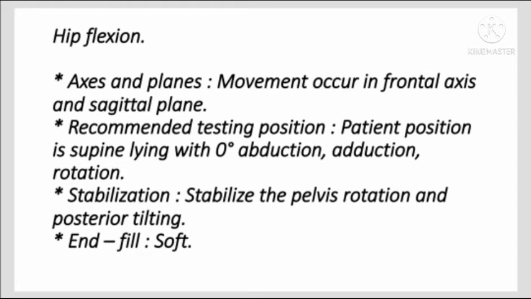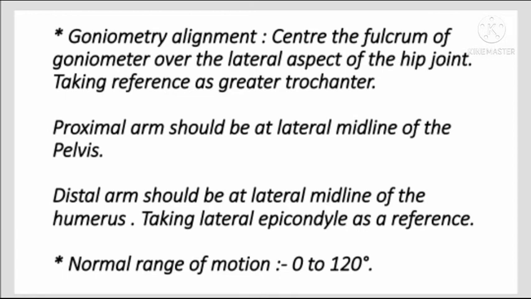End feel is soft. Goniometry alignment. Center the fulcrum of goniometer over the lateral aspect of the hip joint, taking the reference as the greater trochanter. Proximal arm should be lateral midline of the pelvis. Distal arm should be lateral midline of the humerus, taking reference as the epicondyle. Normal range of motion is 0 to 120 degree.